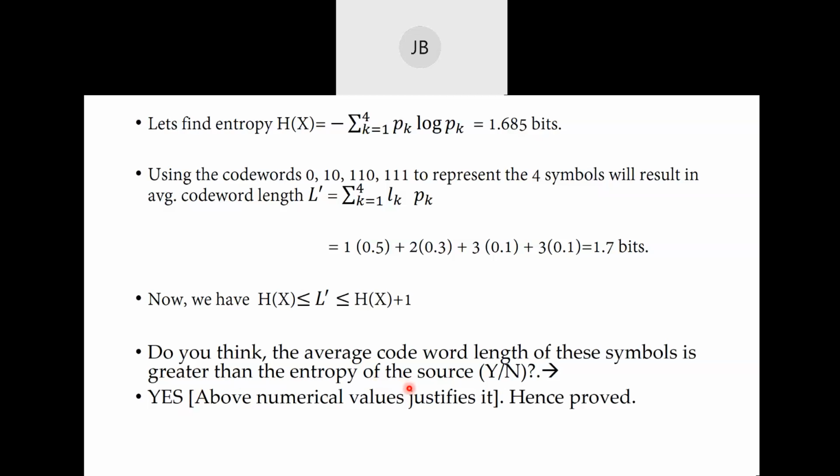And the above numerical values, I mean, we have computed all these factors, L prime and H of X. So that is sufficient to prove this. Hence, it is proved. So this is the concluding remark, also called QED. That is important to end this answer. So this is how you can address the first problem.